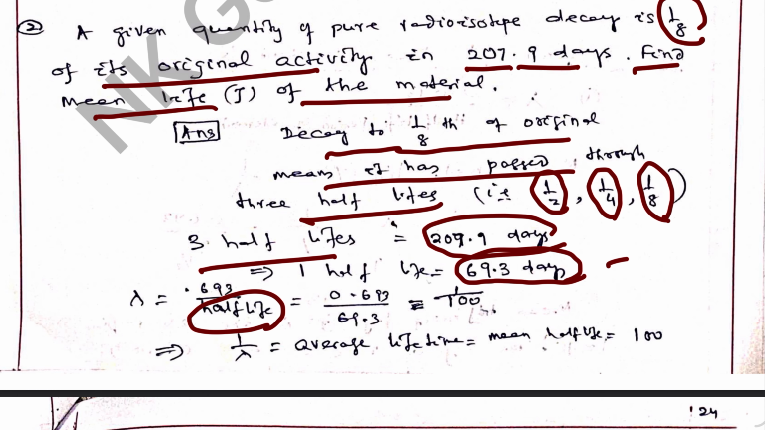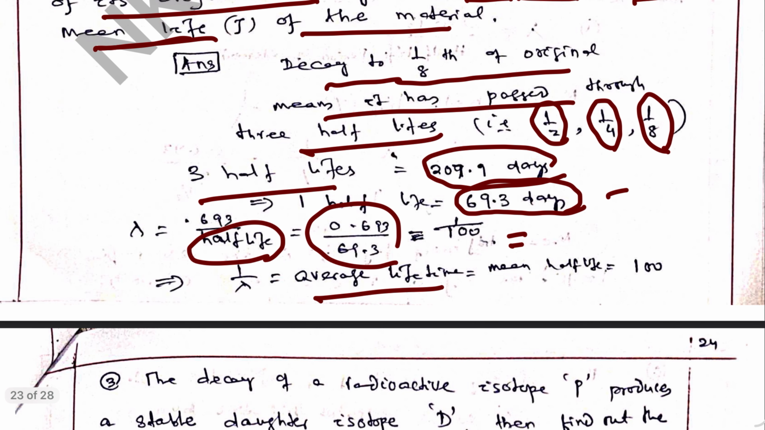So now we can find out the decay constant, 0.693 by half-life. Half-life we know, 69.3. So this ratio gives the decay constant, that is 1 by 100. But when you talk about mean life, it is 1 by lambda. So average lifetime is 1 by lambda, that is 100.